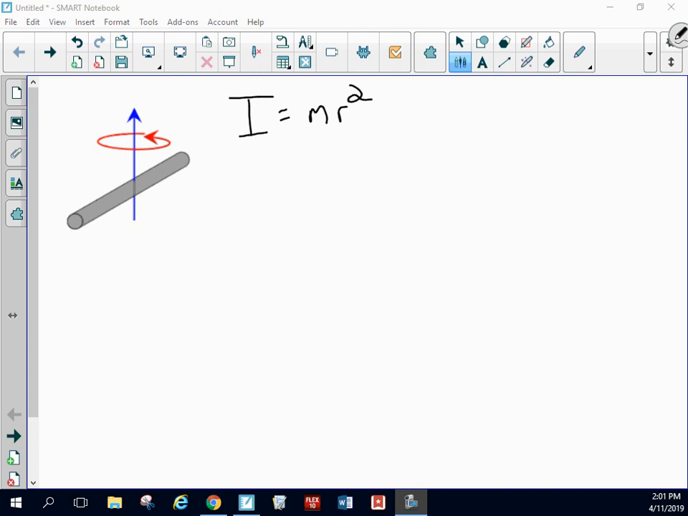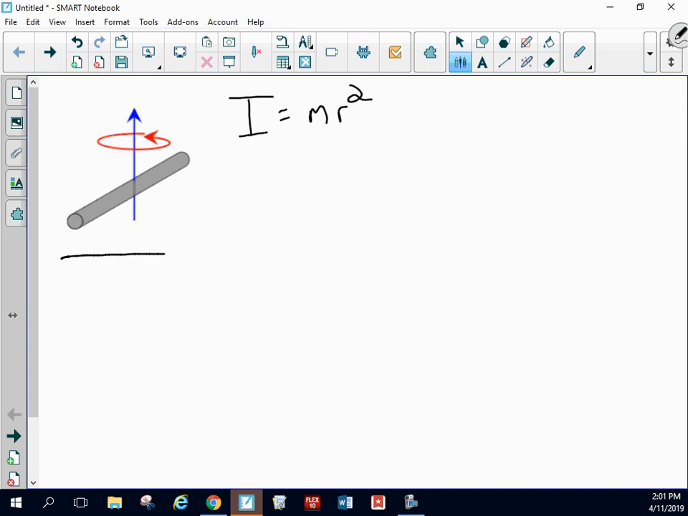Okay, we're going to look at deriving the moment of inertia of a rod about its center. For all of these, the process is pretty much going to be the same. We're going to start with the moment of inertia of a tiny chunk of matter and add all those chunks together.